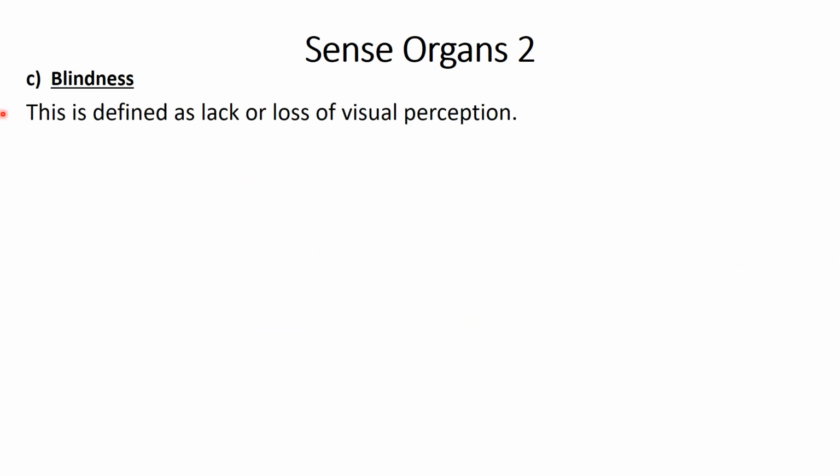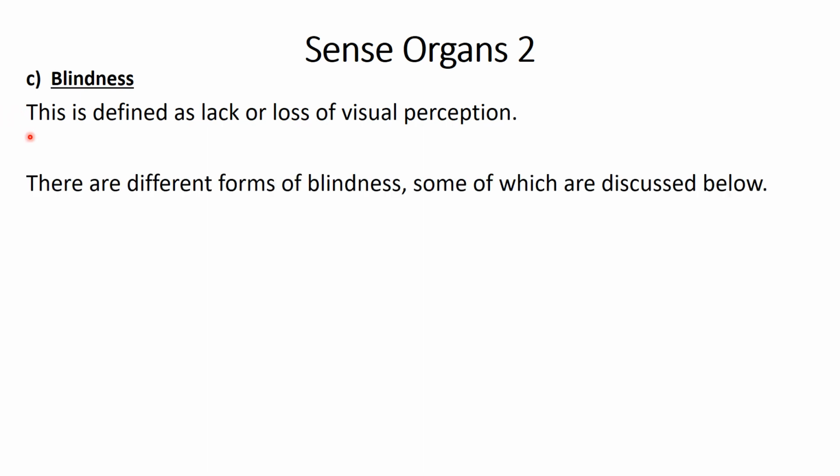Next, look at blindness. This is defined as lack or loss of visual perception, when an individual cannot see or cannot see clearly. There are different forms of blindness, some of which are, first, blindness due to injury. This is where someone is blind because of an injury. This one is not caused by anything specific other than injury.